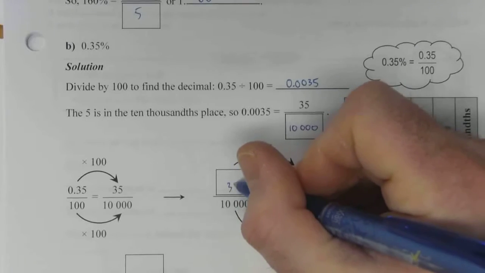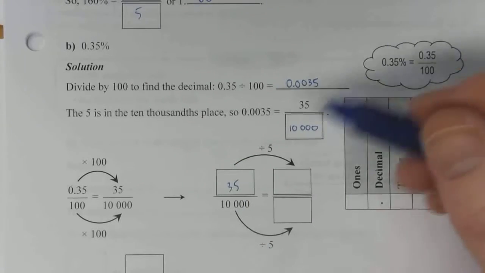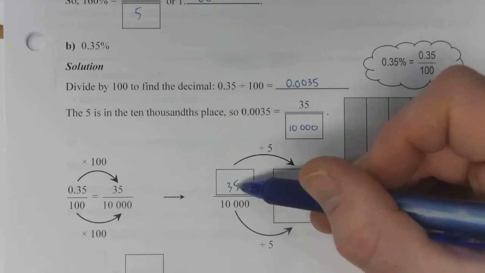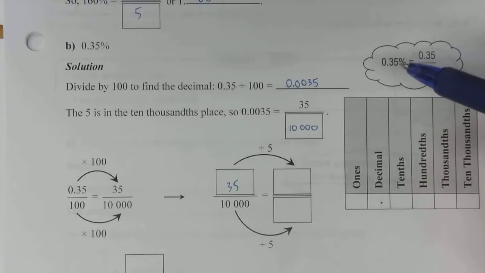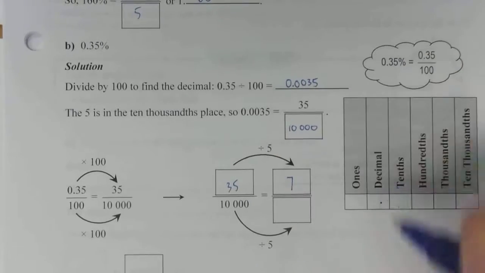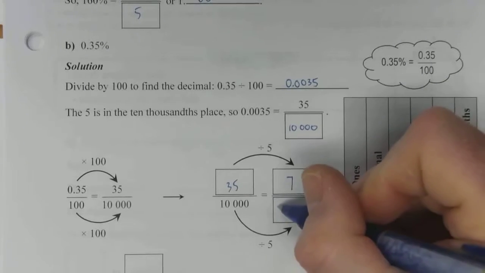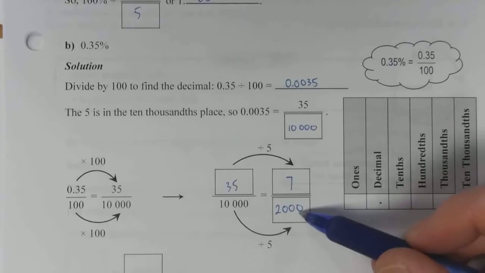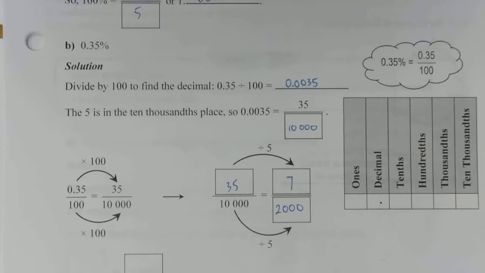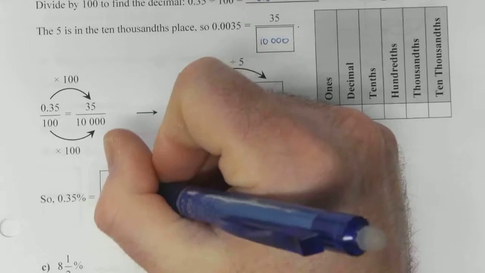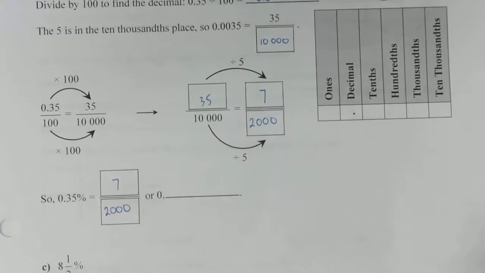Either is fine. So 35 over 10,000, we need to put that into lowest terms. They end in a 5 and a 0, so they're not both even, but they're both divisible by 5. Your divisibility rules from grade 7 help you with that. So you can divide top and bottom by 5. 35 divided by 5 gives you 7. 10,000 divided by 5 gives you 2,000. Now 7 is a prime number, and it does not go into 2,000, so this is as reduced as you're going to be able to get on this one. So 0.35%, what we were originally given, is equal to 7 over 2,000. That's your fraction in lowest terms.